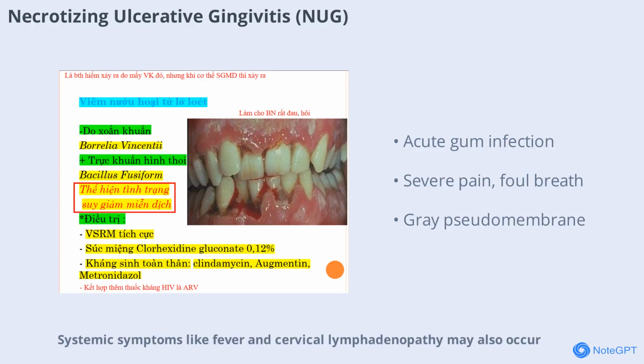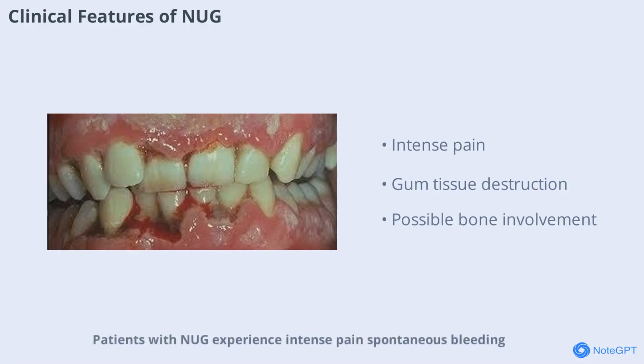Systemic symptoms like fever and cervical lymphadenopathy may also occur. Patients with NUG experience intense pain, spontaneous bleeding, and rapid destruction of gum tissue. The disease can progress to involve the underlying bone, leading to necrosis and sequestration of dead bone fragments. Prompt recognition and treatment are essential to prevent severe complications and restore oral health.